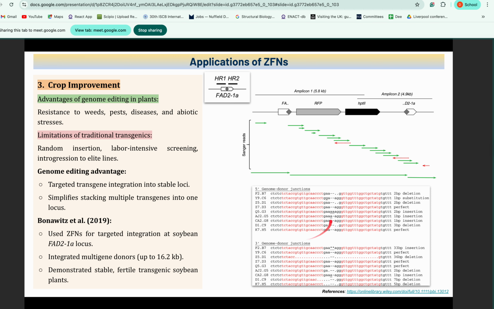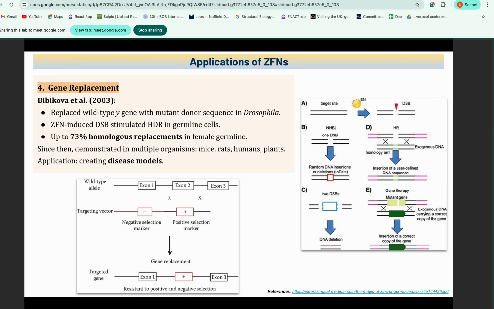Okay, and these are the donor junctions which have been inserted into this FAD21A gene. With the help of these insertions, the yield of this particular soybean plant has increased. It has become more fertile, more stable. So these are the advantages, that we can also bring about insertions with the help of ZFNs.